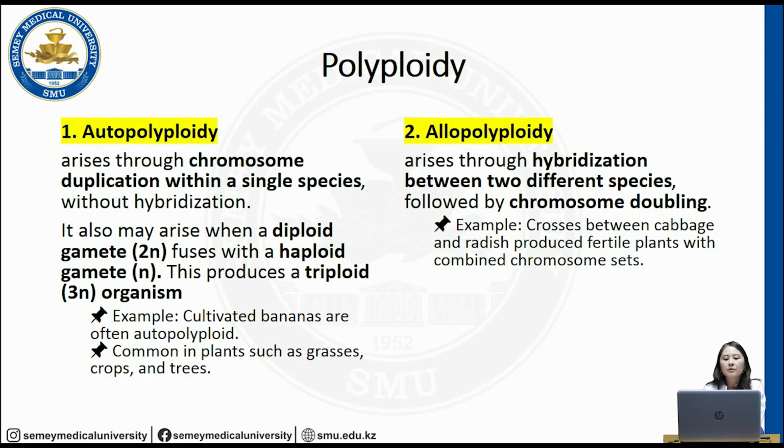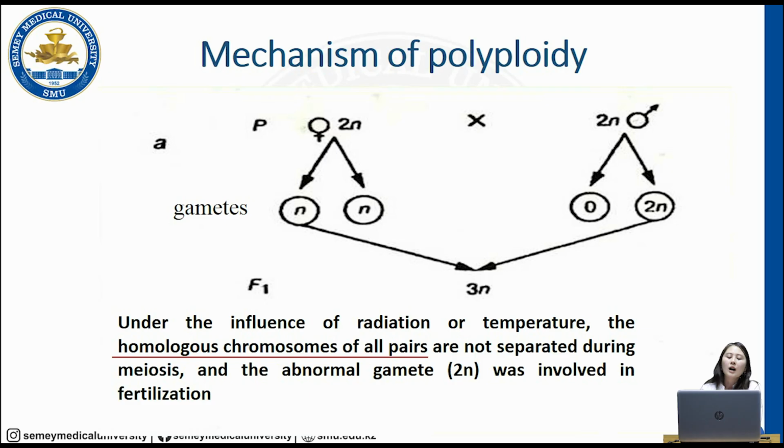Here are the types of the polyploidy. They are further divided into autopolyploidy and allopolyploidy. Autopolyploidy arises through chromosome duplication within a single species without hybridization. It also may arise when a diploid gamete is fertilized with a haploid gamete, and this produces a triploid organism. An example is cultivated bananas, and it is common in plants such as grasses, crops, and trees. Polyploidy is uncommon for humans; it is common for plants, trees, and grasses only.